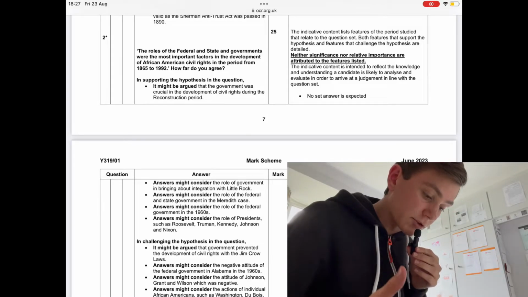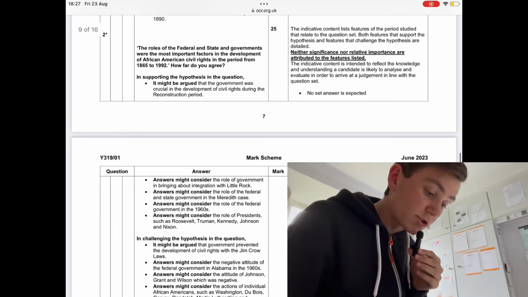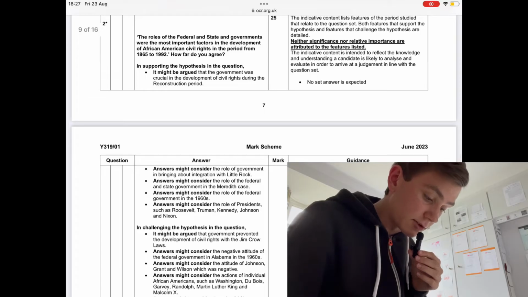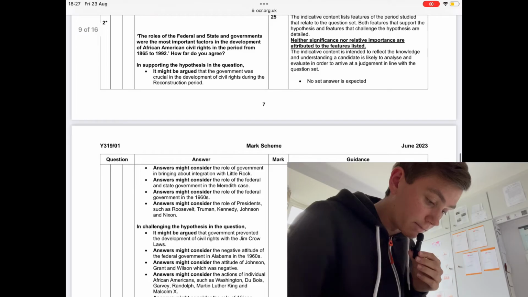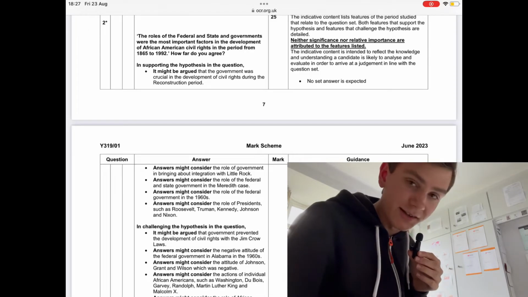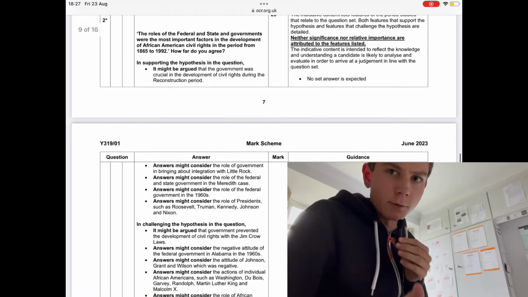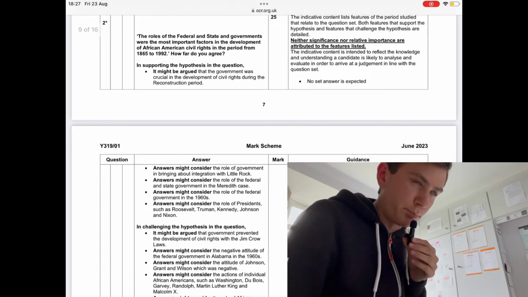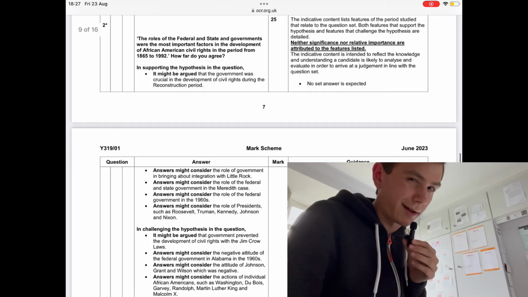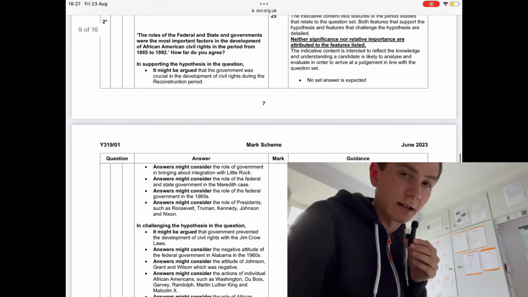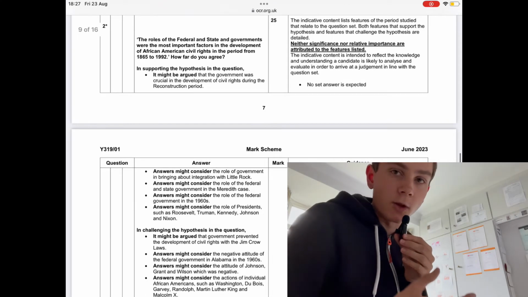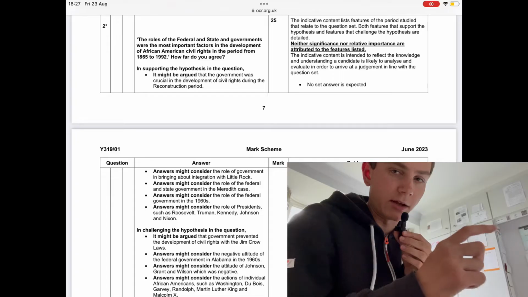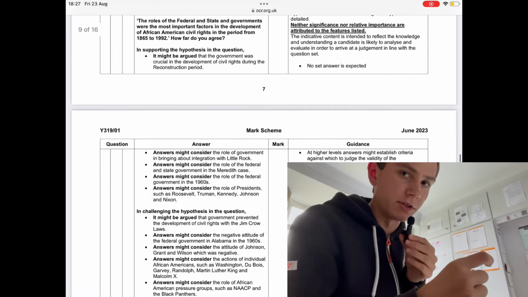And at high levels, answers might establish criteria against which to judge the validity of the interpretation, and to be valid, judgment must be supported by relevant and accurate material. Knowledge must not be credited in isolation. So again, what I said earlier, it's not just about knowing the dates and facts, you've got to analyse what you're saying. If you don't do both, you can't get that many marks. But I think it's better just to analyse than to give own knowledge, because the analysis bracket, AO1, AO2, whatever you call it, is higher than the own knowledge bracket of marks.